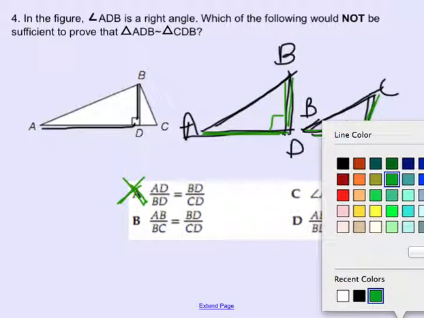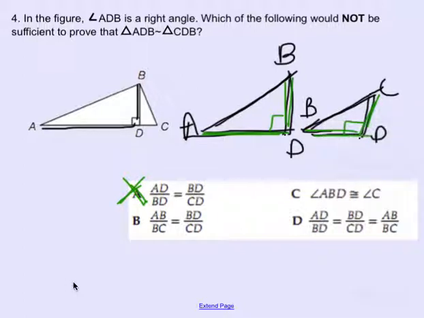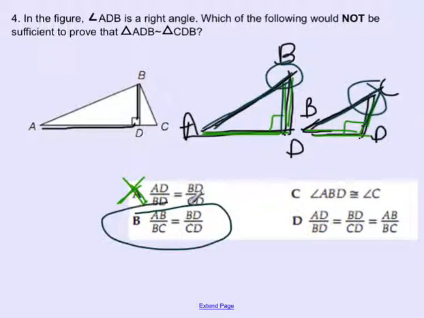Let's take a look at B. So taking a look at B, we know that AB is congruent to BC and BD is congruent to CD. Well, we know nothing about this angle. We don't know that that included angle is congruent. So B cannot work. Sorry, that was a little bit confusing. Let's take a look at number 5.